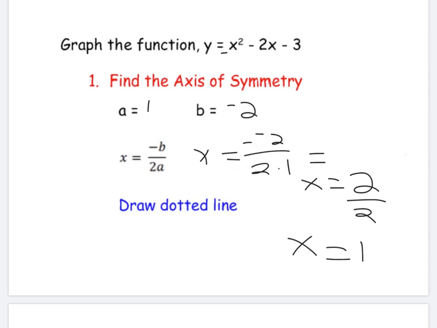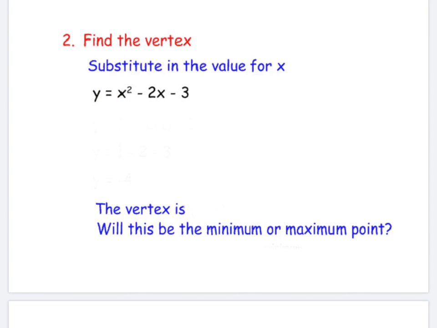So at the point x equals 1 on the graph, I would indicate the axis of symmetry by drawing it as a dashed or a dotted line. The next thing I would have to do is take that value that I just found for x and substitute it into the original equation to find the vertex. That will give me my value for y.